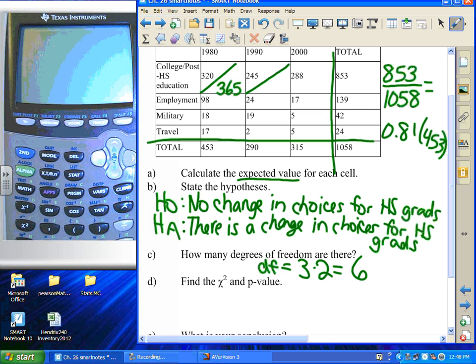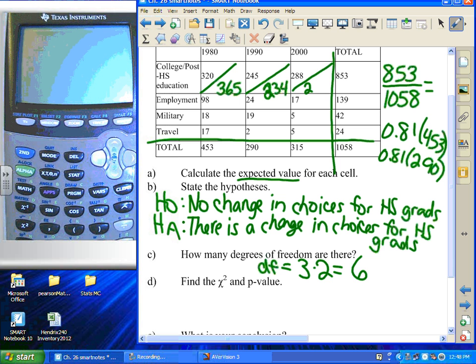So you could do the same thing for 1990. 81% of the students from 1990, if they were going to college. There were 290 students in 1990, so 81% of 290 is 234. Can you calculate that for 2000? I gotta try. 254. What are we doing right now?